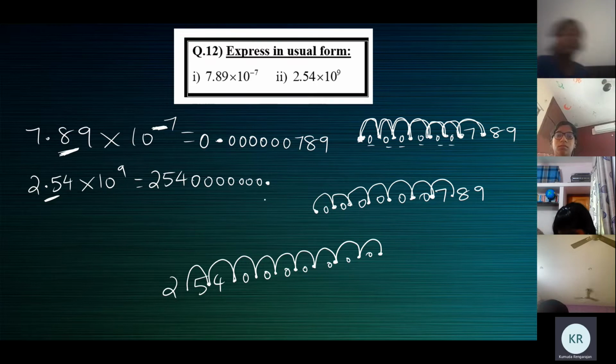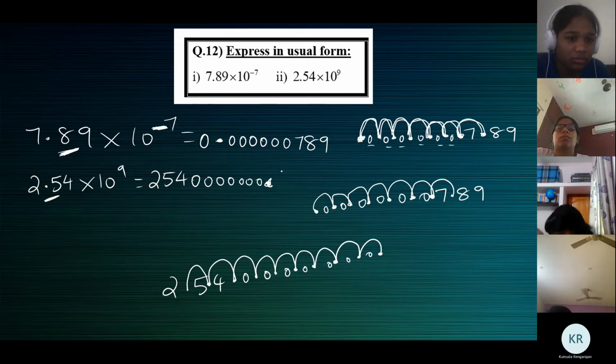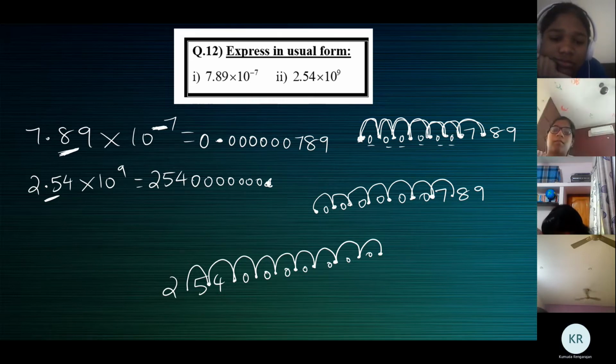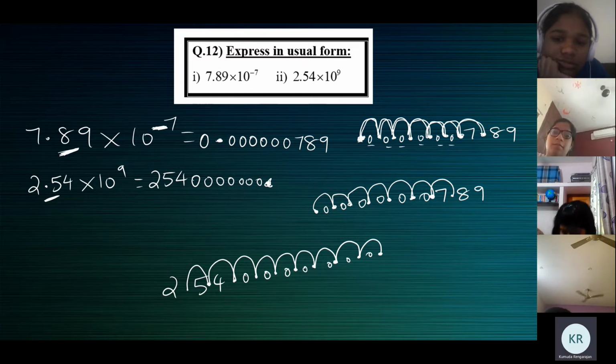And the decimal point is here. This one you don't have to write. When the decimal point is at the end of the number, you can just leave that, you can just ignore it. So this is the answer.